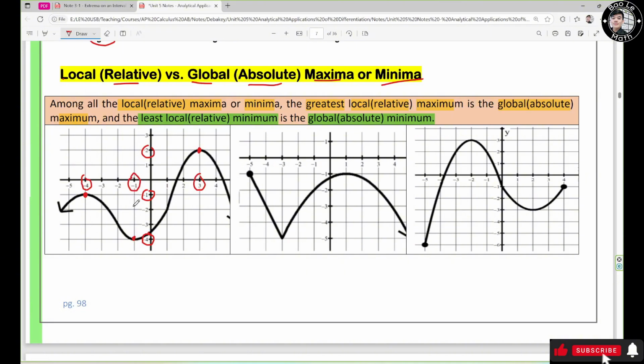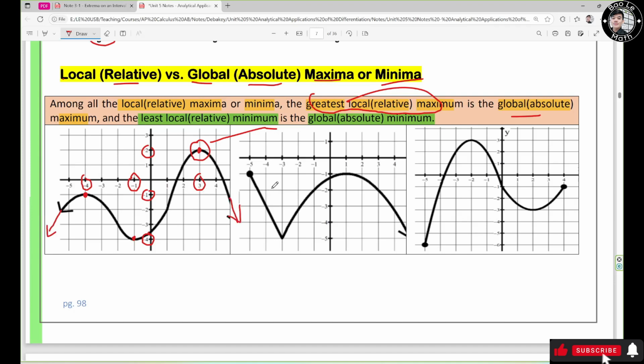Now we need to find the absolute max and min. Look at this one. The greatest local max is the global max, so the greatest is right here. So this is the global max. And the function has no absolute min, because this one keeps going forever.